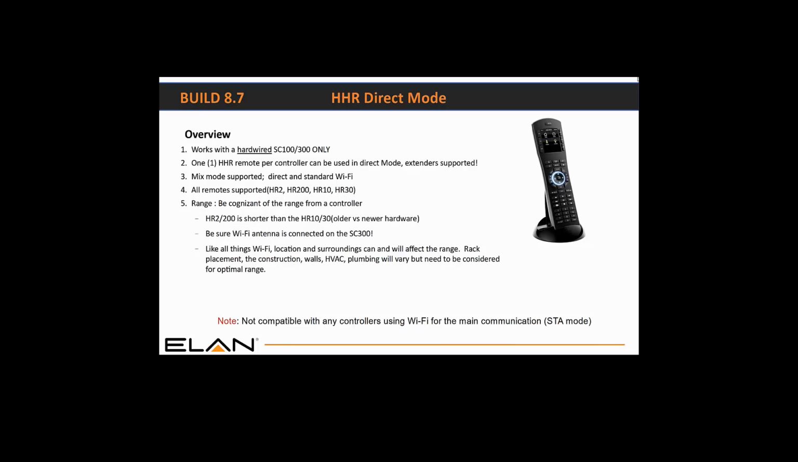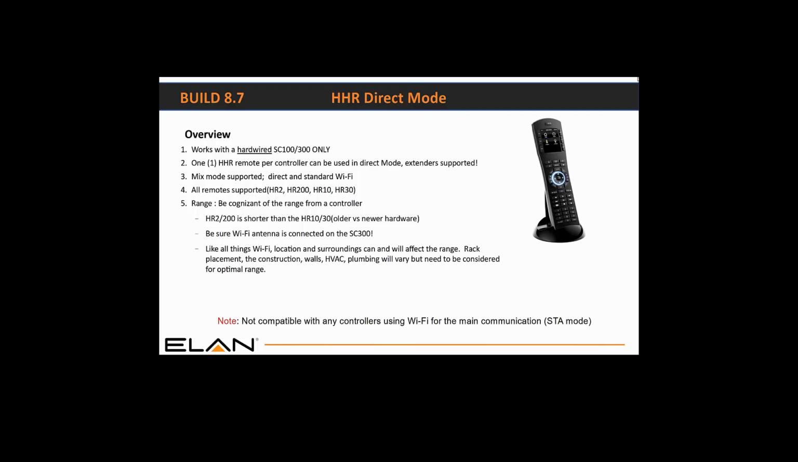Only one HHR remote can be used in direct mode per controller. So if you have one master controller in your system, you can connect one HHR directly to it. But extenders are supported. So if you have multiple extenders, maybe you have an extender hardwired in the master bedroom, then you can use that as a direct mode of communication. In that case, the HHR would talk directly to the controller that's in that room. Mixed mode is supported, so one HHR might be direct, the one that's closest to the controller, and the other ones would certainly be regular Wi-Fi.